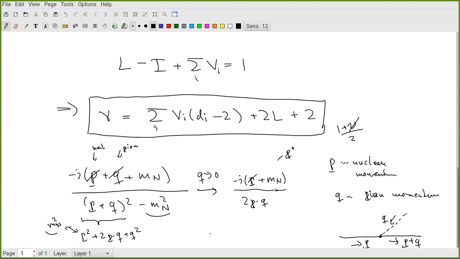Okay, so very good. So what do we learn from this? We learn from this that the nucleon line scales like 1/q. A nucleon propagator scales like 1/q.